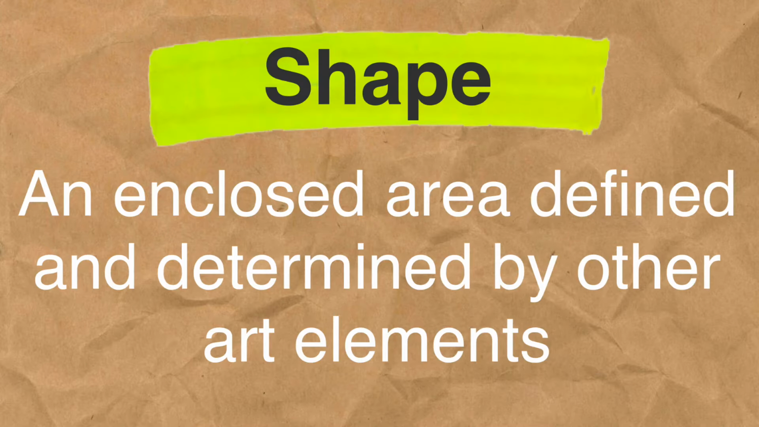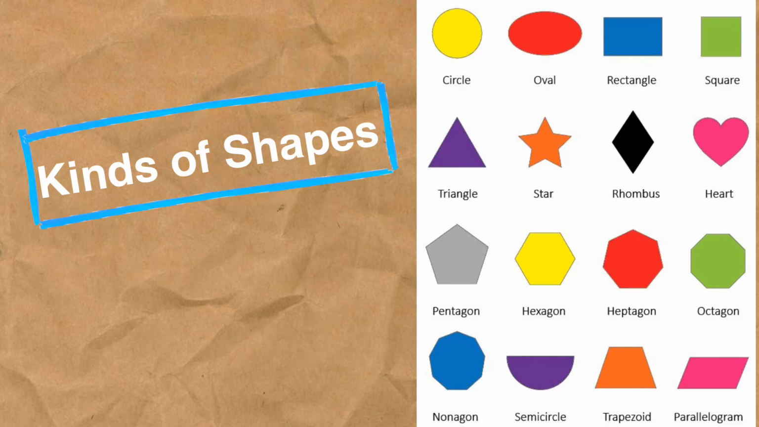Shape, an enclosed area defined and determined by other art elements. Kinds of shapes: circle, oval, rectangle, square, triangle, star, rhombus, heart, pentagon, hexagon, heptagon, octagon, nonagon, semicircle, trapezoid, and parallelogram, and much more.